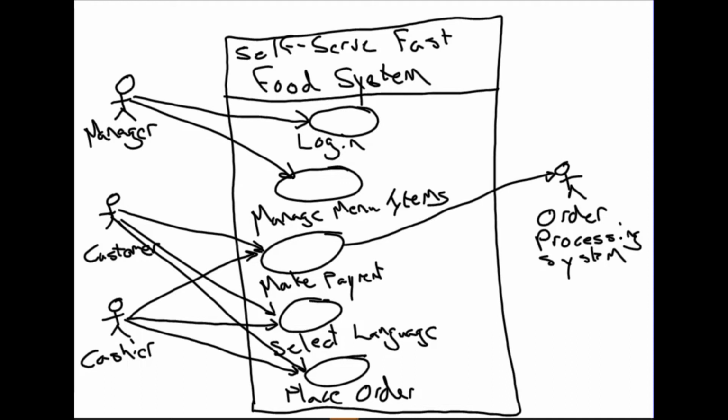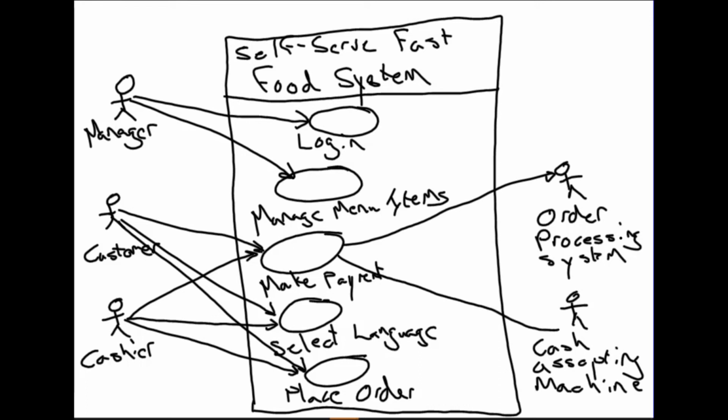Okay. Then we also had a cash accepting machine. Again, the make payment use case is interacting with our actor in order to do this.